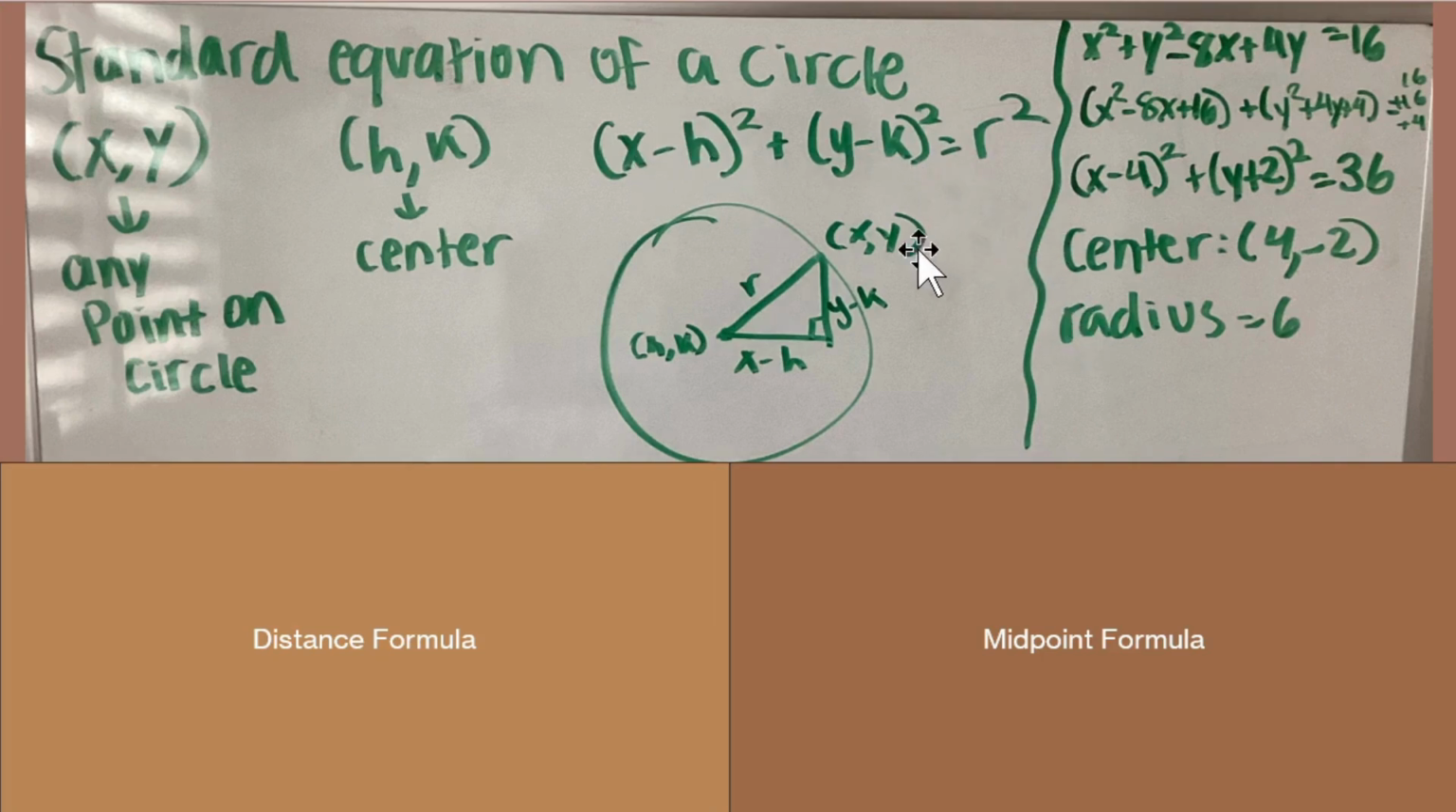And you can do that if you have, let's say, any point on the circle and you have the radius, but you don't have the center, you can plug in values and find out what the center is. You can do that with any of them. So I have an example here.